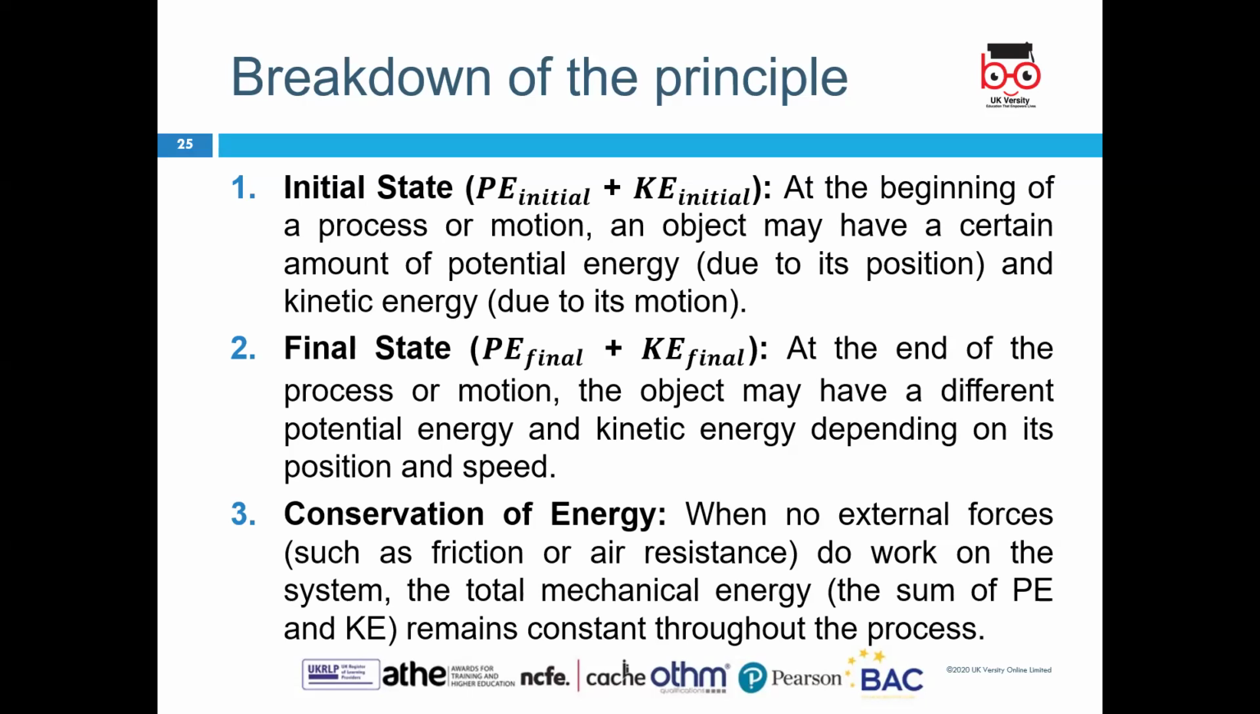So, according to the principle of conservation of energy, when no external forces such as friction or air resistance do work on a system, the total mechanical energy, which is the sum of kinetic energy and potential energy, remains constant throughout the process. So this is a very big assumption that there is no friction or air resistance. In practical purposes, there is always air resistance and there is always friction which works on a moving body.